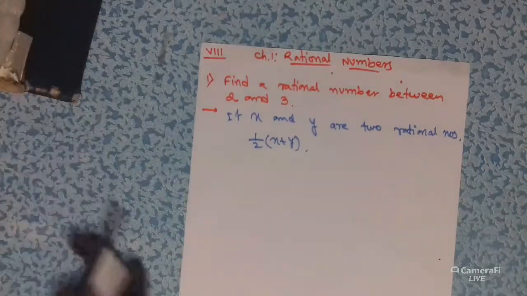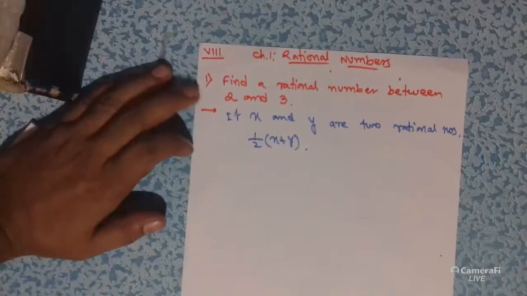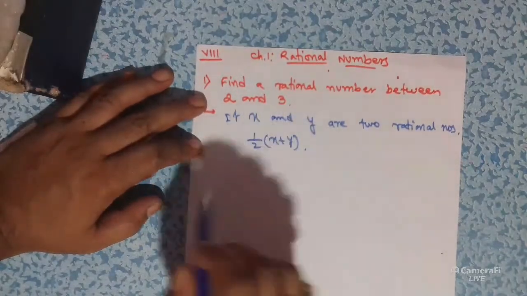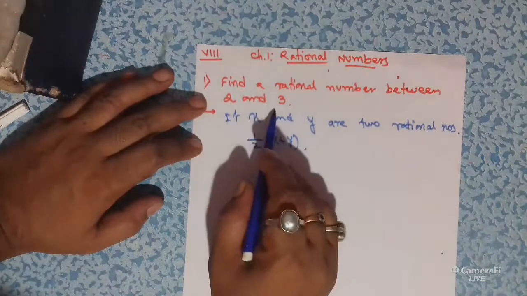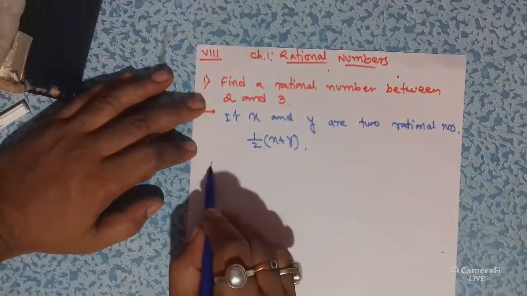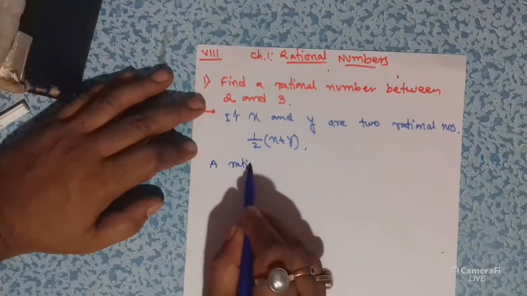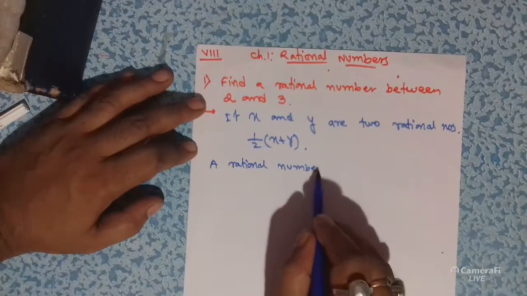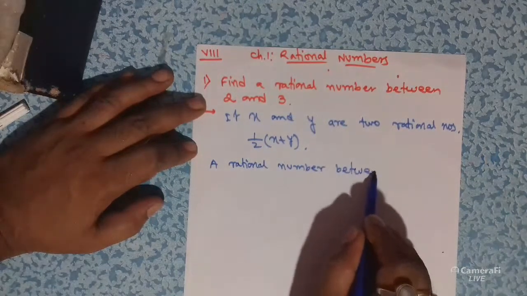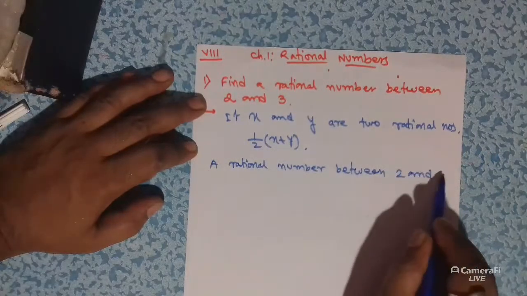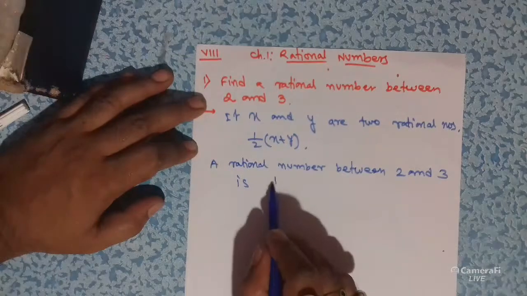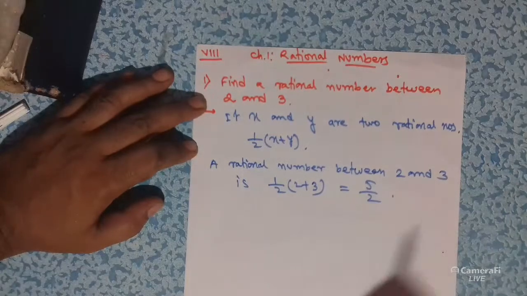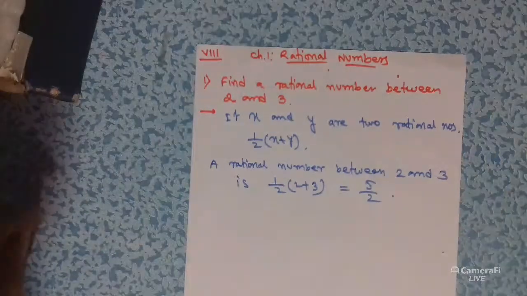So now I will solve it. So here the given rational numbers are 2 and 3. So a rational number between 2 and 3 is half of 2 plus 3, which equals 5 by 2. So 5 by 2 is the correct answer. Okay.